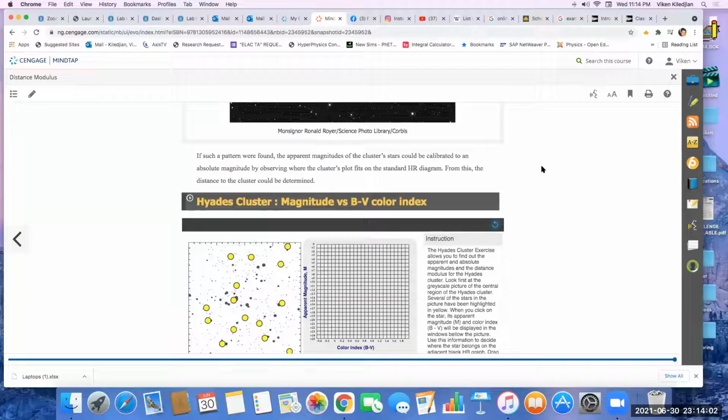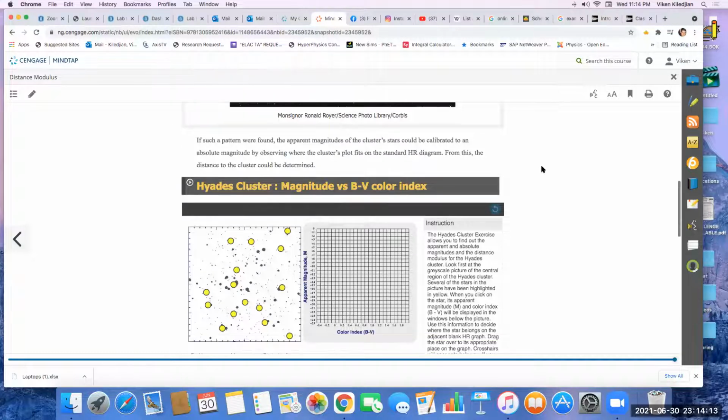So if such a pattern were found, the apparent magnitude of the star cluster's stars could be calibrated to an absolute magnitude by observing where the cluster's plot fits on the standard HR diagram. From this, the distance to the cluster could be determined. Now, here's why a star cluster is so unique, because the distance to the individual stars of the star cluster should be about the same from us, because that cluster should be close together.